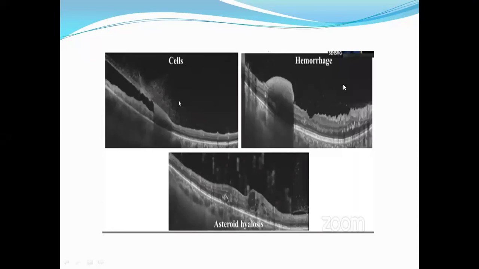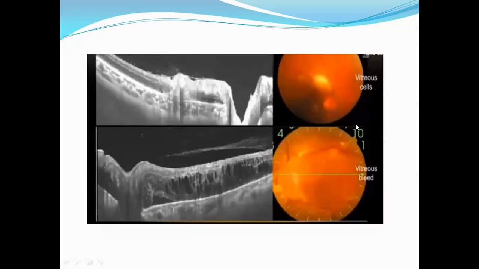The second picture is a case of proliferative diabetic retinopathy. Here these hyperreflective dots represent the red blood cells or the hemorrhage. The third picture is a patient with diabetic retinopathy with asteroid hyalosis. Here these hyperreflective dots represent the asteroid hyalosis. Again, the first case is a retinitis case. You can see a retinitis patch here. So these hyperreflective dots are vitreous cells.